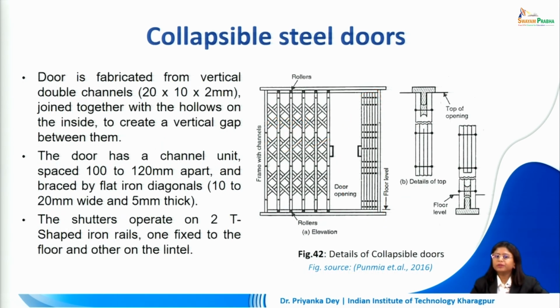The door is fabricated with vertical double channels 20 x 10 x 2 mm. They are joined together with the hollows on the inside to create a vertical gap between them. The door has channel units spaced at 100 to 120 mm apart and braced by flat iron diagonals. The shutters operate on 2 T-shaped iron rails. One is fixed to the floor and the other is fixed at the top, at the lintel level. This allows for easy movement of these metal members on the channel.